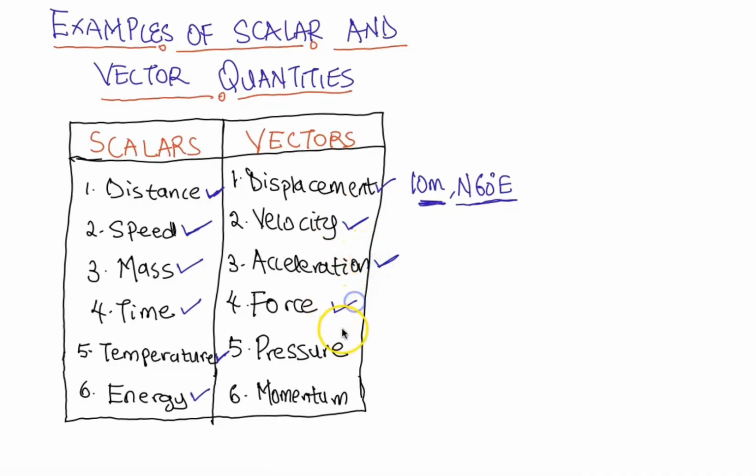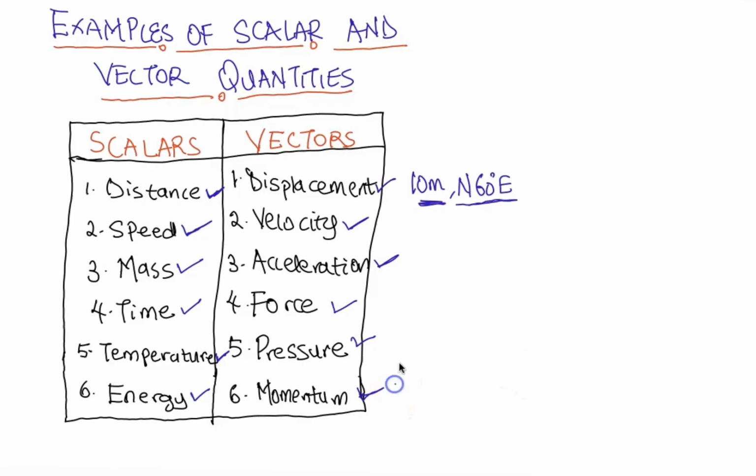We have force, we have pressure, and then we have momentum. Momentum is a vector quantity. It's equal to mass times velocity. But because velocity is a vector quantity, hence momentum is a vector quantity. So here's a trick. If you find out that one of them is a vector quantity in a particular formula, know that the formula itself is a vector quantity.